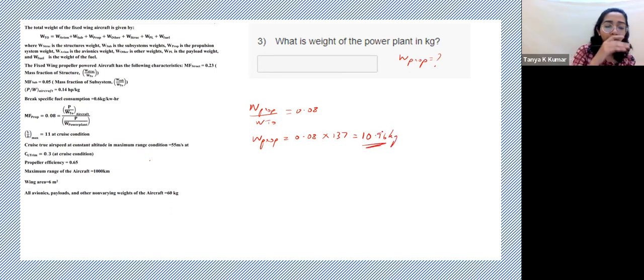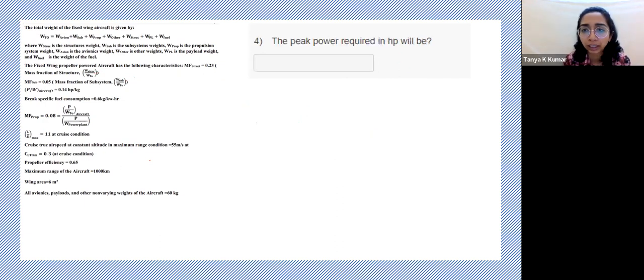So similarly, you can find out the weight of any of these terms, that is structure, subsystem, weight of the fuel. The next question is, what is the peak power required in HP? They've given you the ratio between power and the weight. So P by W is given to you. Now you have the takeoff weight given to you. They've asked you for peak power. If this ratio is given to you as 0.14, what will be the maximum power?